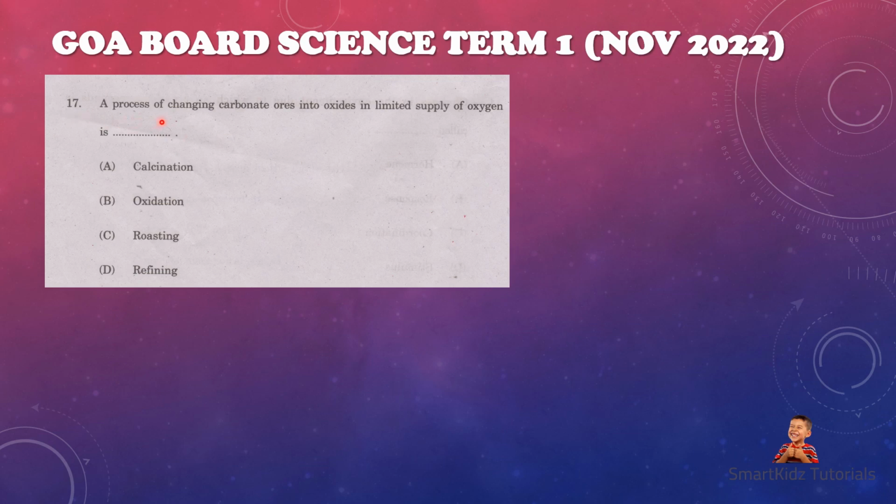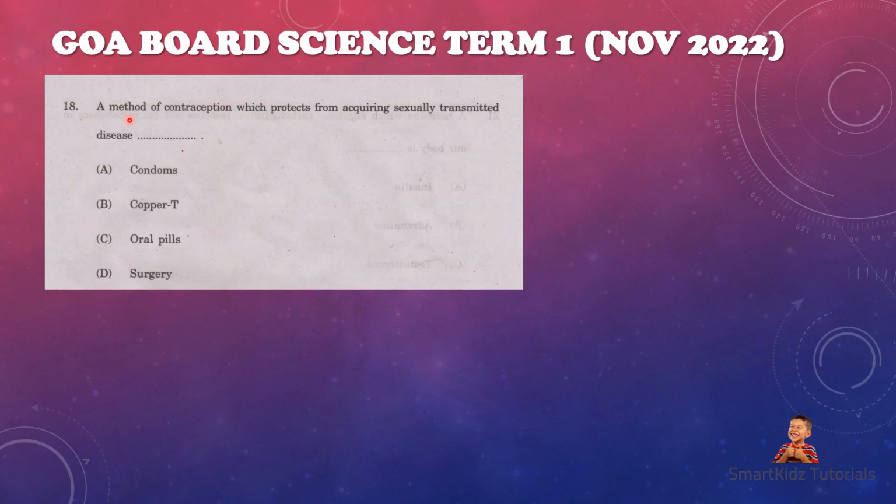17. A process of changing carbonate ores into oxides in a limited supply of oxygen is calcination. When it involves carbonates, it involves calcination. C for carbonate, C for calcination, and limited supply. Wherein there is a large amount of supply, and that too for obtaining sulfide, then you have roasting taking place.